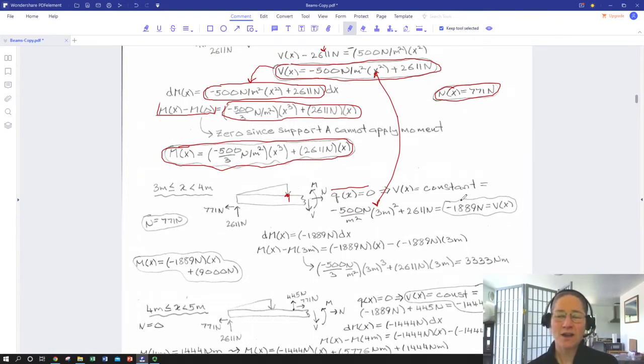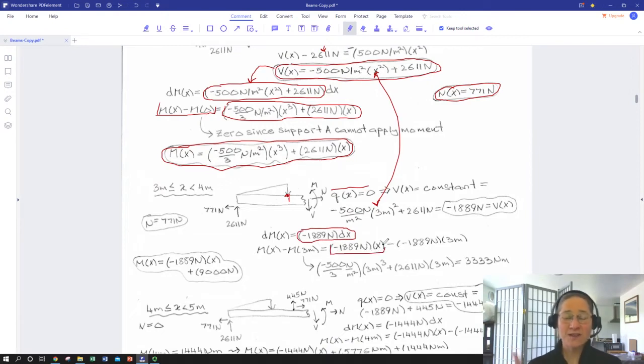Okay, so we have a constant shear along that section. Moment is going to be the first integral with respect to x position of this constant, so easy. The integral of a constant is just a linear function, so we integrate negative 1,889 newtons dx with respect to x, and we get negative 1,889.